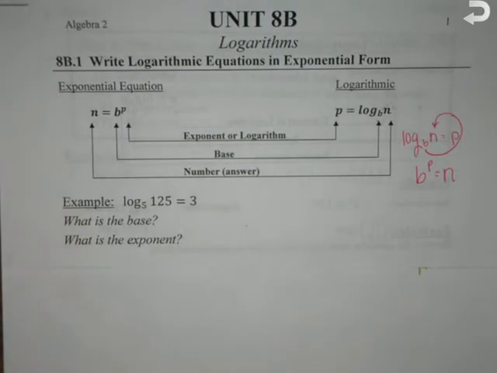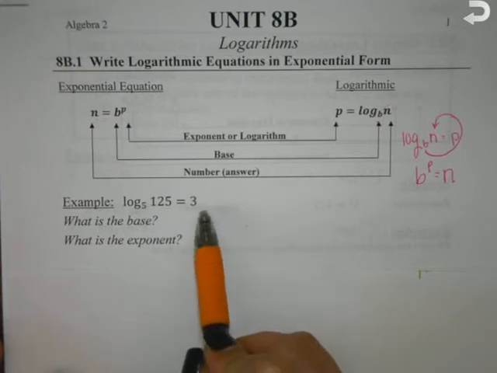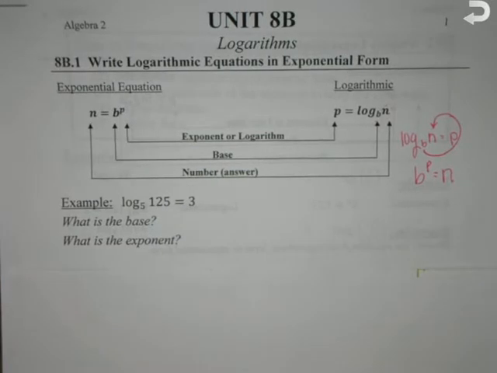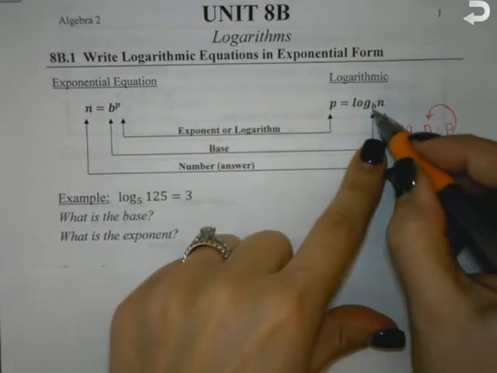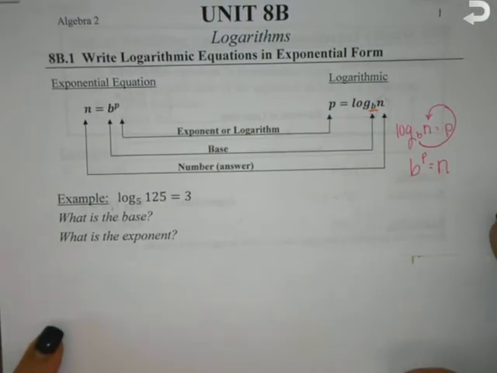So here's your first example. Log base 5 of 125 equals 3. That's how we would write it, okay? For this one, I'm going to have you identify each of the parts, and then we will rewrite it as an exponent, and then we'll do a whole bunch of examples rewriting them as exponents. My first question is, what is the base? In my log, the base is a small number, and that's the same as the base in your exponent. So in this example, what is the base? 5.